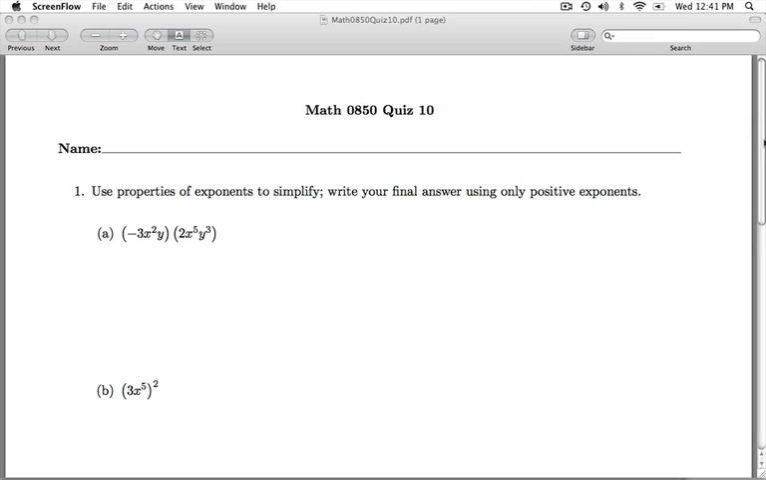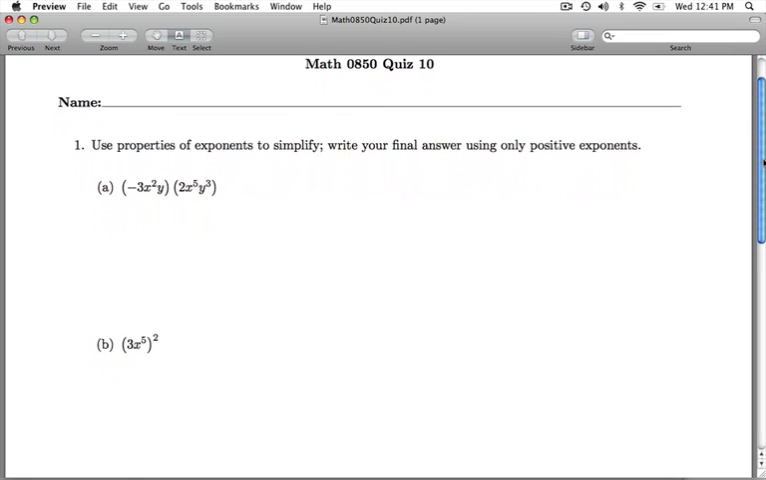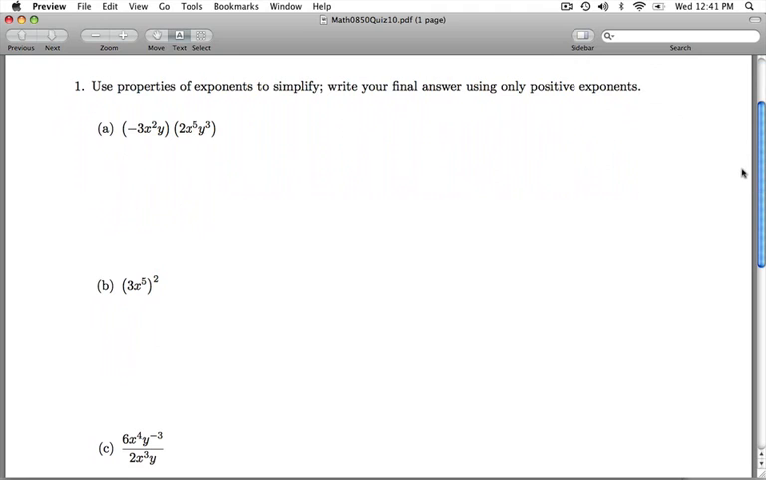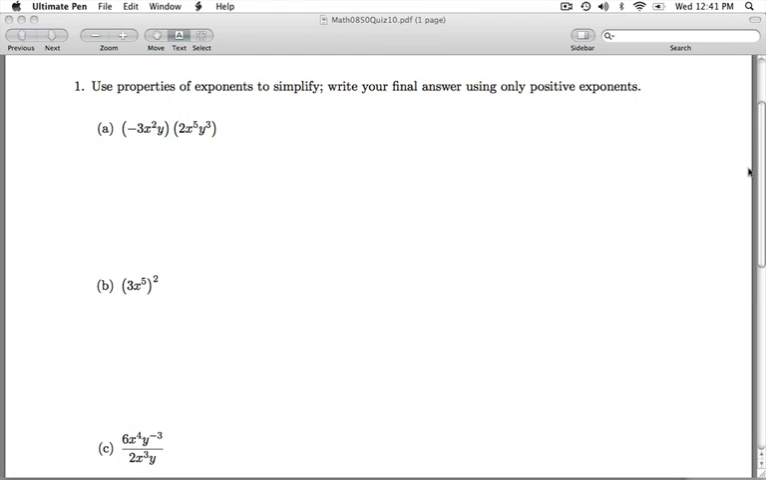Hi folks, this is Beginning Algebra, Quiz 10. We're asked to use properties of exponents to simplify and to write our final answers using only positive exponents.